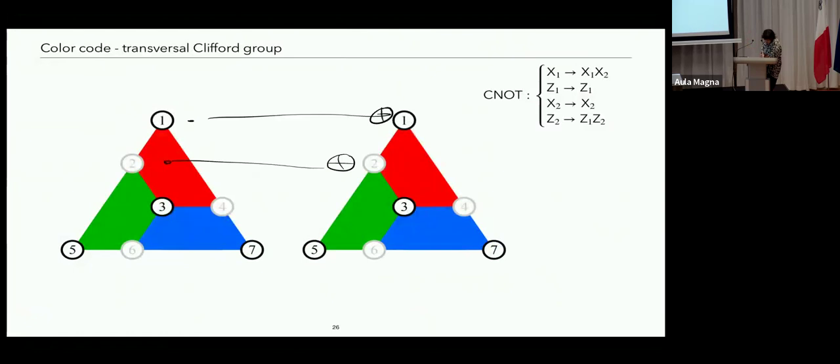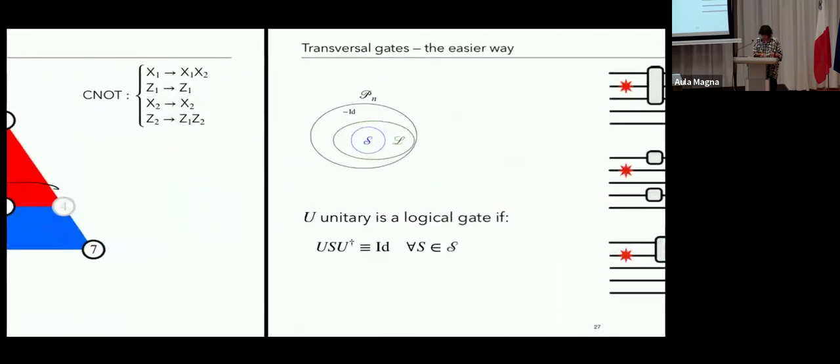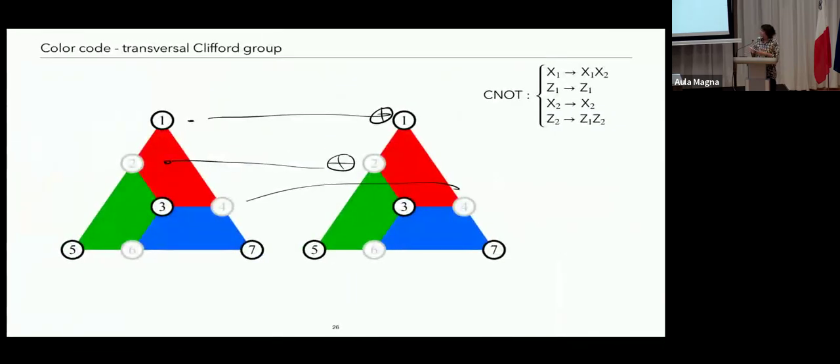And you know, you can prove so 4 with 4, 3 by 3, and so on. And it's not difficult to see that this actually gives you a C naught between these 2 copies. And you know, that's the reason why the color code is very interesting.